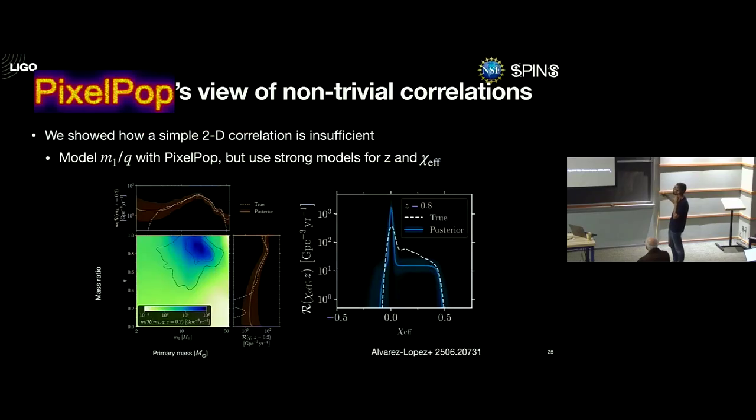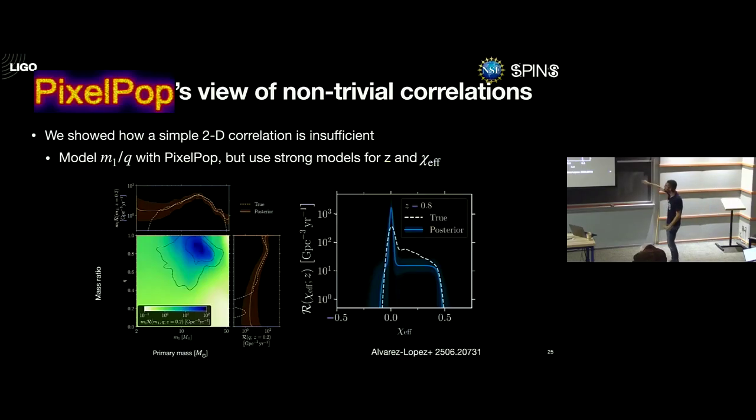So what we have done in this paper, also for pedagogical reasons, is actually approach this step by step. The first thing that we have done is to show that if you use a simple 2D correlation, you will get biased results. So what I mean here is that first we have modeled the M1-q pair with pixel pop, so with an arbitrary correlation, but we left z and chi-effective alone, using a simple power law for z and something more complicated for chi-effective that I can discuss later. And these are the results.